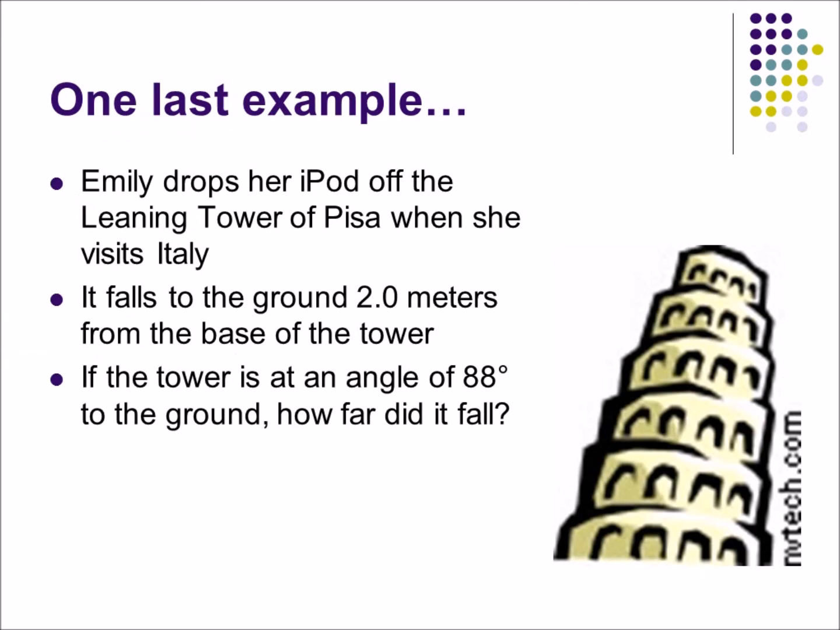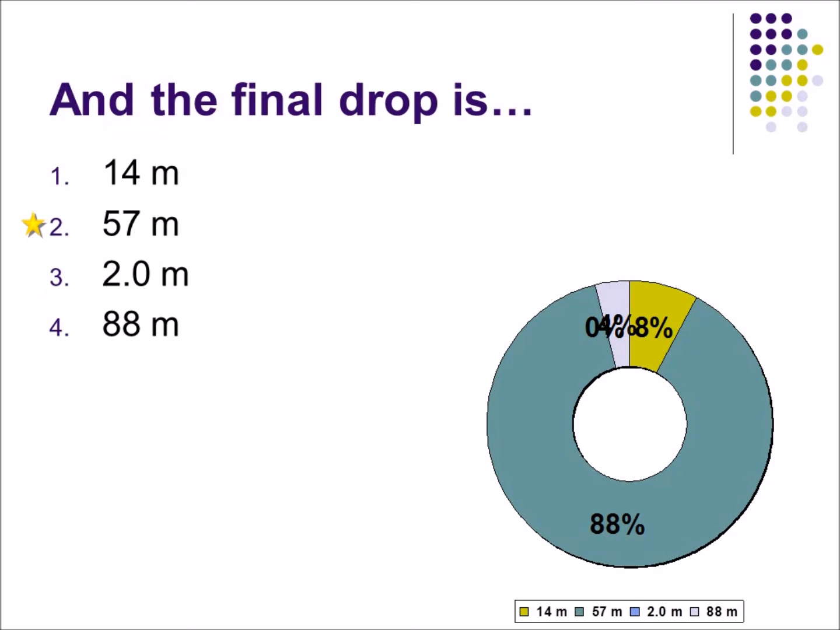What you're going to want to do here is draw a right triangle, show the 88 degree angle, show the 2 meter distance, think about the other distance that you're trying to find, write the trig ratio, and solve it. Take a minute to do that. Pause the video if you need to. Should have come up with 57 meters. All right, choice number 2 there, 57 meters.